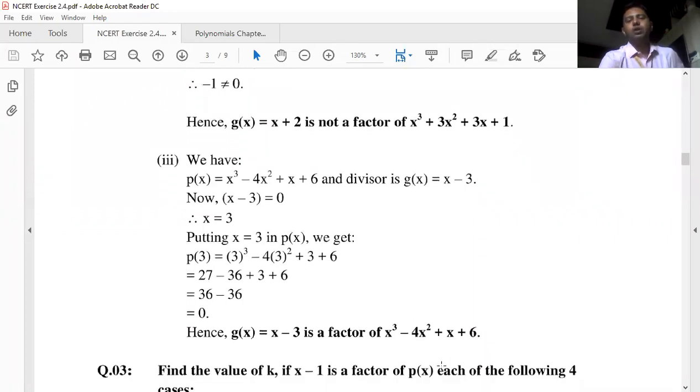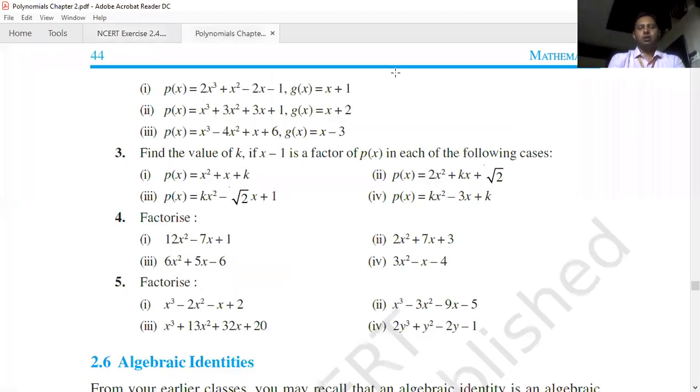Clear? Now, the third question, it is generally asked in 2 marks. Find the value of k if x minus 1 is a factor of p(x) in the following cases. In the first part, p(x) equals x square plus x plus k, and x minus 1 is given as the factor. If x minus 1 is a factor, when we substitute x equals 1 in the given polynomial, the polynomial should become 0.